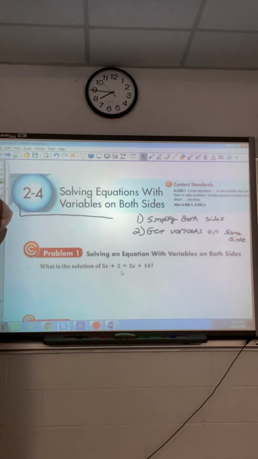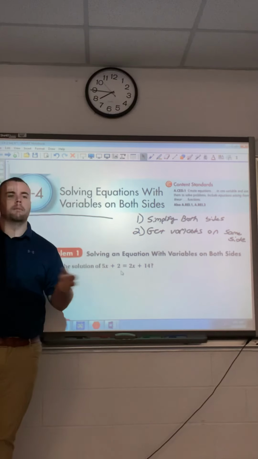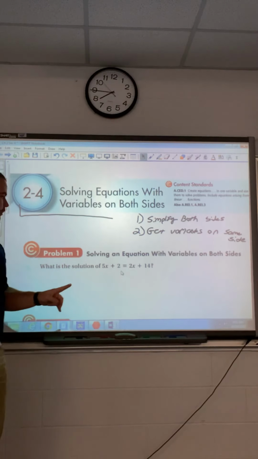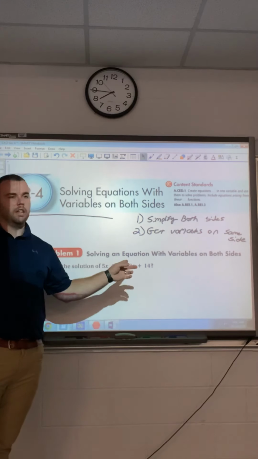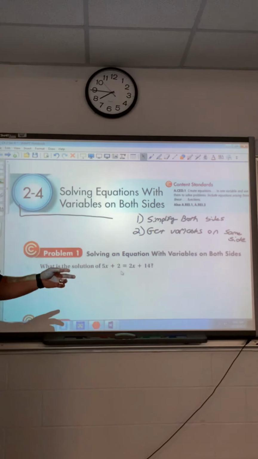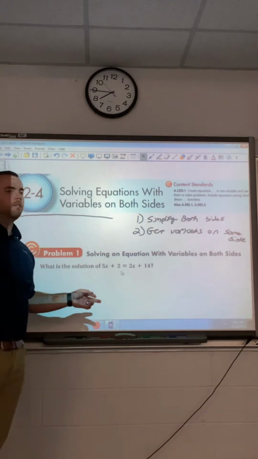Okay. So the first thing you've got to do is simplify both sides of the equal sign. If there's anything that we can do, if there's any distributive property, combining like terms, anything like that, we have to do that first, on the same side. Then we have to move one variable to the other side of the equal sign. And then we solve it just like all the ones we were doing last week. We use PEMDAS backwards. Nothing else changes.